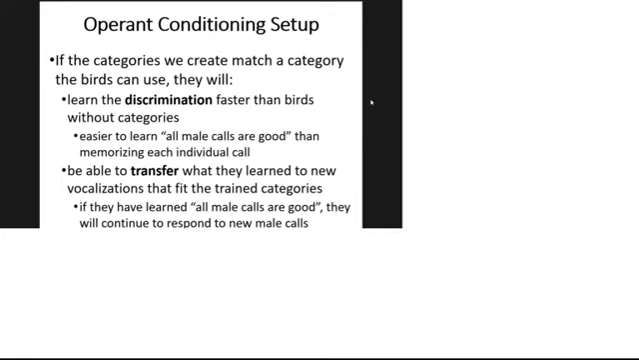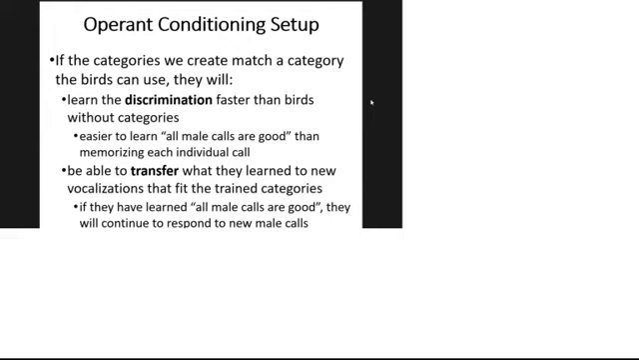All right. And so with this, when we're having our categories, we're trying to get this idea that, okay, well, we assume that they can tell the difference between males and females. So we've made artificial categories where the female calls get food, the male calls get lights out. If the birds' mental categories match what we've put together, then we should see that they learn the whole setup a lot faster.